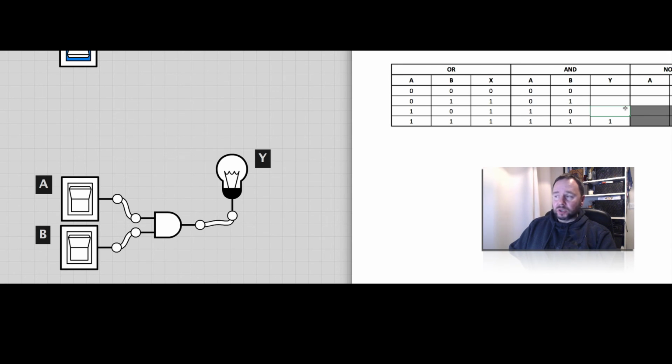You could have many inputs going in. It would only work if they were all on. So these are all zeros. It's an AND gate.